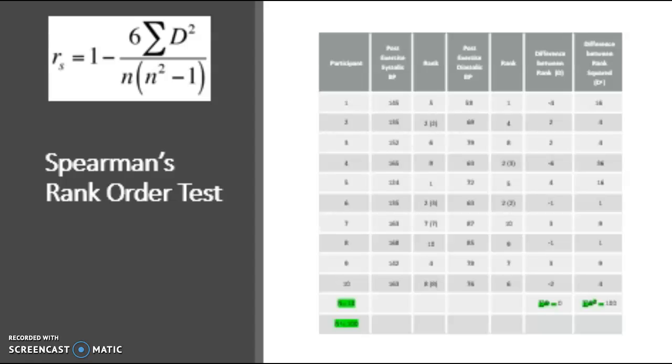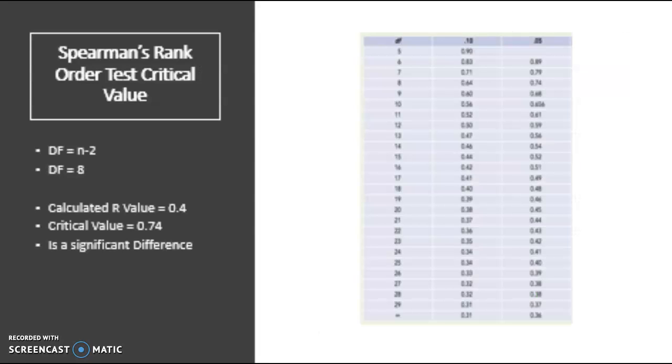Spearman's rank order test. So for this, I had to rank order all the points scored for both. Then I had to work out the rank difference, D, and the difference between the rank squared. This then gave me the values below. Then I was able to transfer into the equation, which is on the slide, which then gave me the value of 0.74.